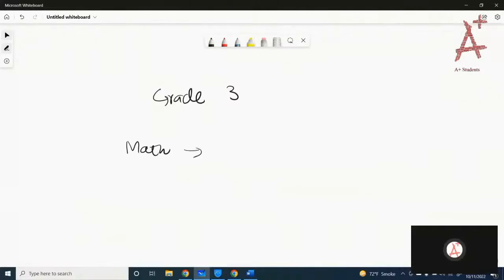We are already working on the second chapter, that is addition. Got it? So, let's start on the same chapter, that is addition. Chapter 2 is the addition. Got it? And the topic we're going to start is addition input output tables up to 3 digits.